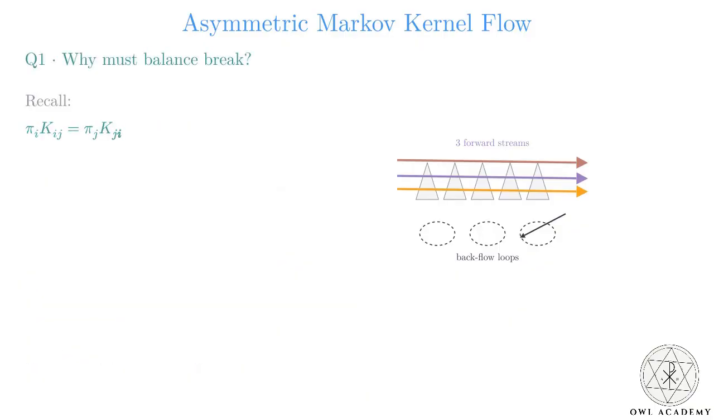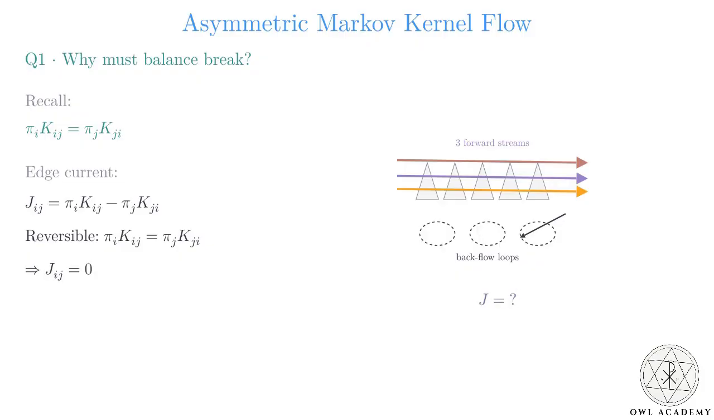Recall: detailed balance says forward and backward edge probabilities are equal. Define the edge current J sub ij as the difference between forward and backward probability flow. If the chain is reversible, the 2 terms cancel exactly. Then every edge current vanishes. A reversible chain has no preferred direction. The clock would stall, so the pump must break this symmetry.